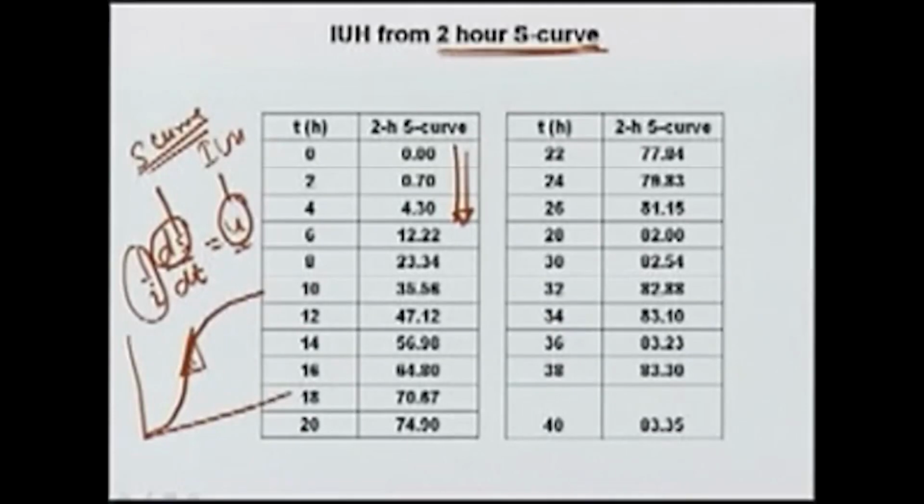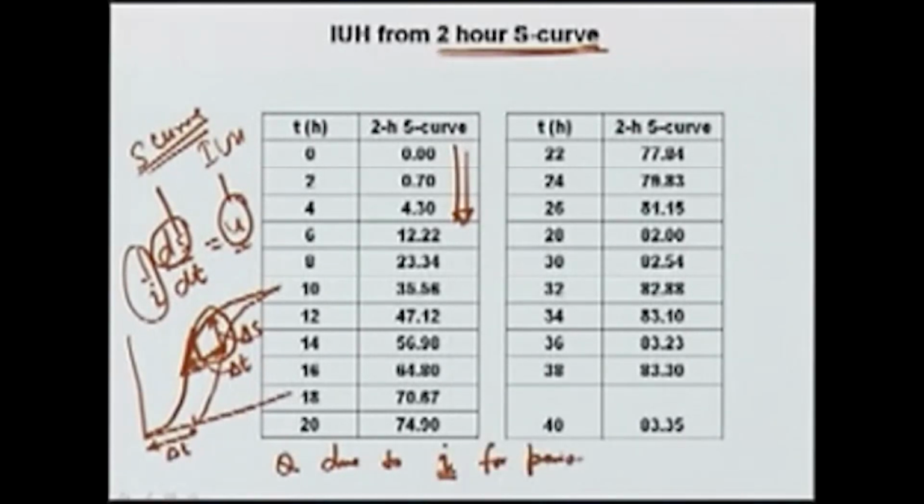If we shift it, suppose we shift it by delta t, and suppose this is delta S. So, when we shift it by an amount delta t, delta S represents the Q value due to a rain of intensity I for period delta t. So, this is what delta S represents.